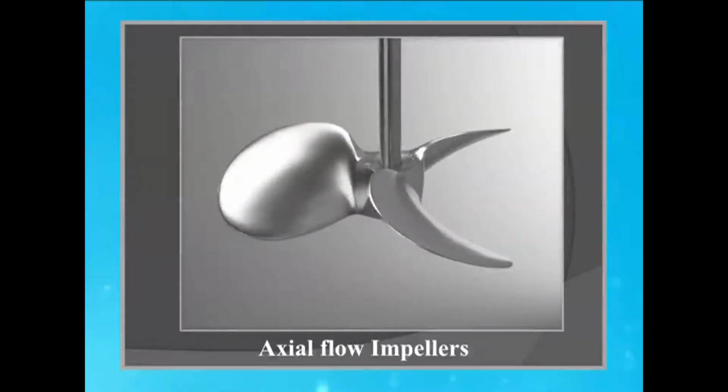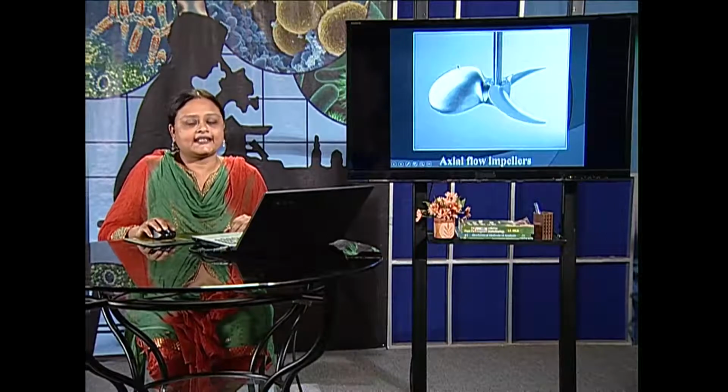Here also we see an axial flow impeller. This is the latest type wherein the shearing is very, very less because as the liquid falls on this, there will be mixing from this part down and then top. So this is equally very important as we move on to shear sensitive products.